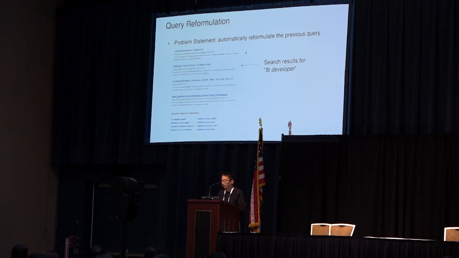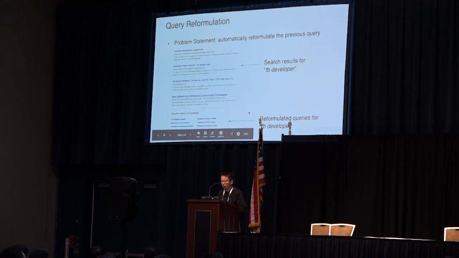So let's assume a search scenario. A user searches for FB developer. Maybe all the results are too general, and the user did not find the desirable results. In this case, usually the user wants to change his keywords. So the system can provide an automatically reformulated query for the user, and the user can simply click on it, saving the effort to think about new queries, new keywords.